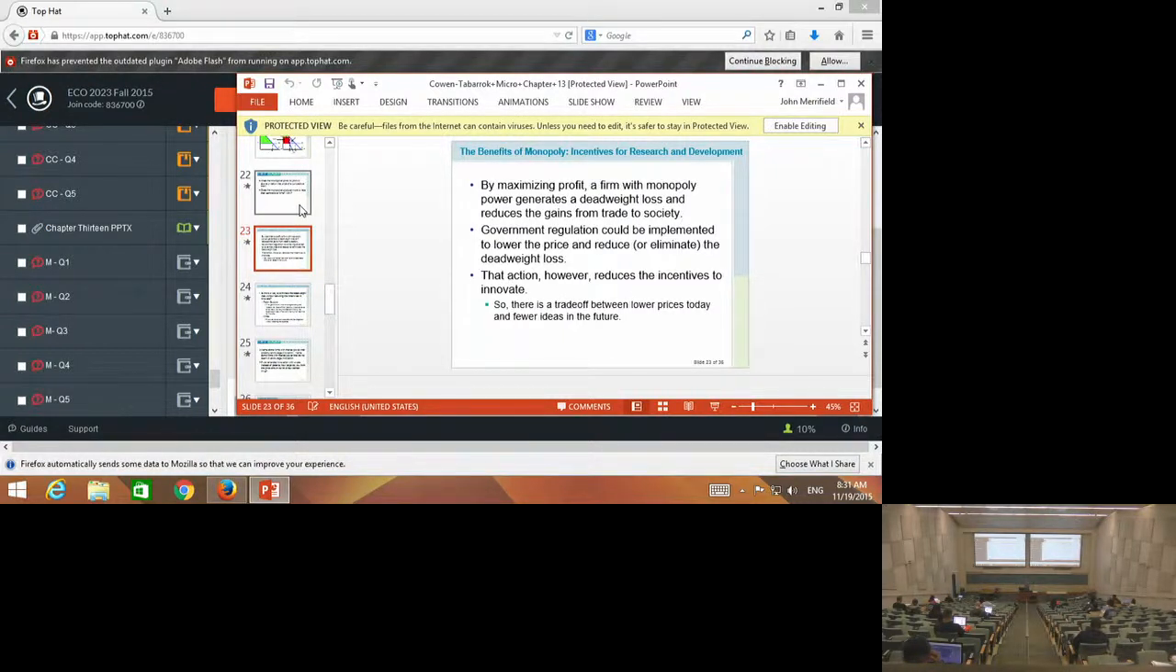Okay, so by maximizing profit, a firm with a monopoly generates a deadweight loss. Why is that? Going back to the fundamentals. Let's put some numbers on this just so we don't have to talk in terms of Q's and P's, which sounds kind of wacky when you talk about it that way. So let's see, this looks like about 400, and that looks about 300, so we'll go with that.